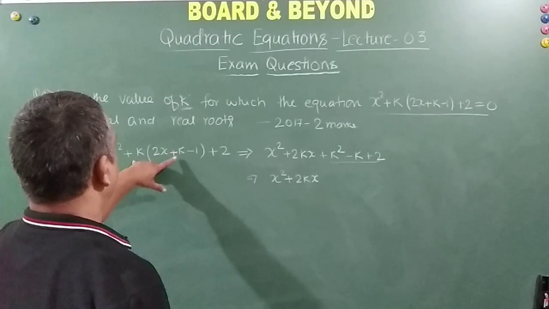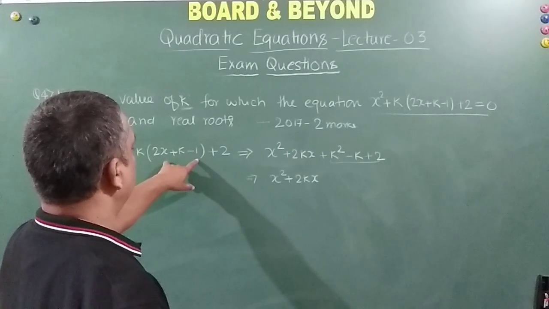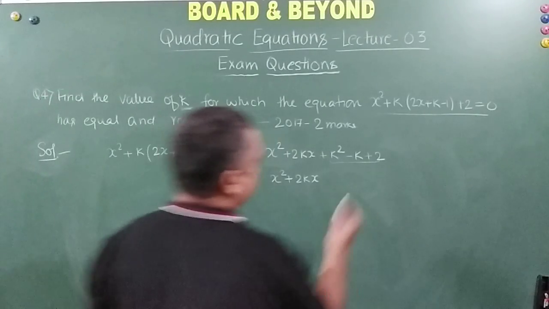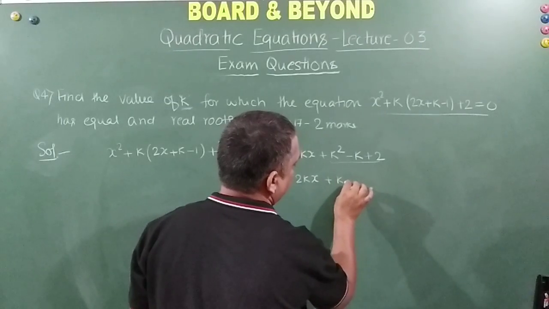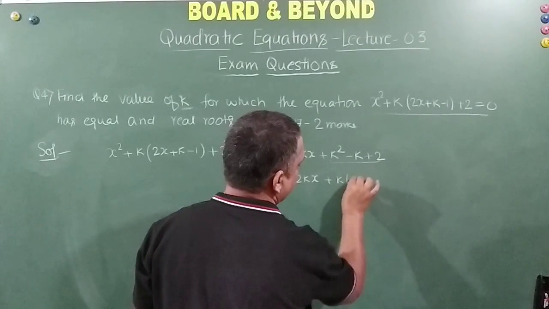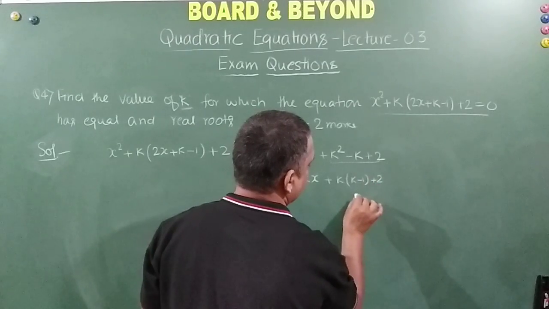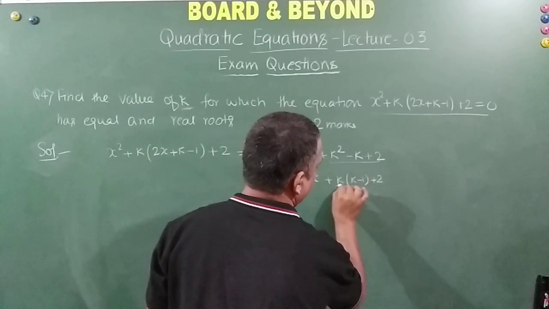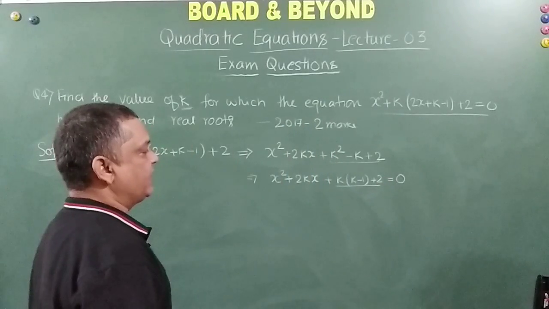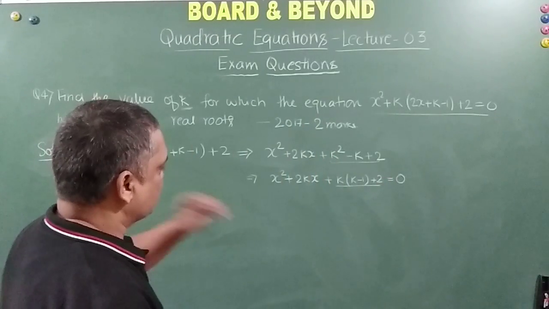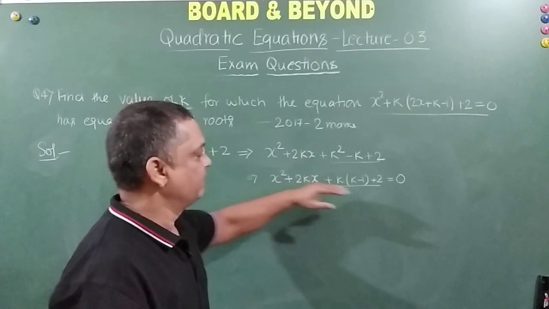Let me just cross check. k square minus k came from here, and then plus 2. I can take k common here, so this becomes k(k minus 1) plus 2. So this becomes my constant term. Now you are getting my point. Since this is now in the form of ax square plus bx plus c.